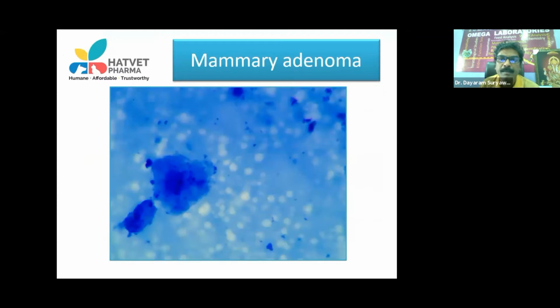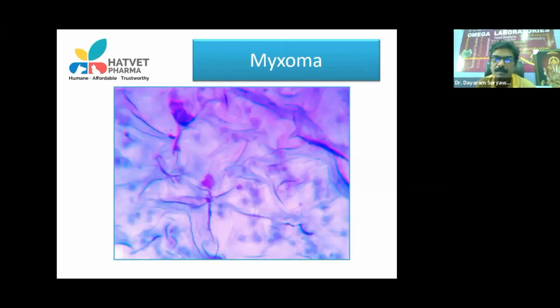Then mammary adenoma. Here there is a change in the structure of the epithelial cells, so we can get mammary adenoma. Here I have projected only one cell. Then myxoedema or myxoma: here a ground glass-like substance can be present on the impression smear as well as on fine needle aspiration biopsies.